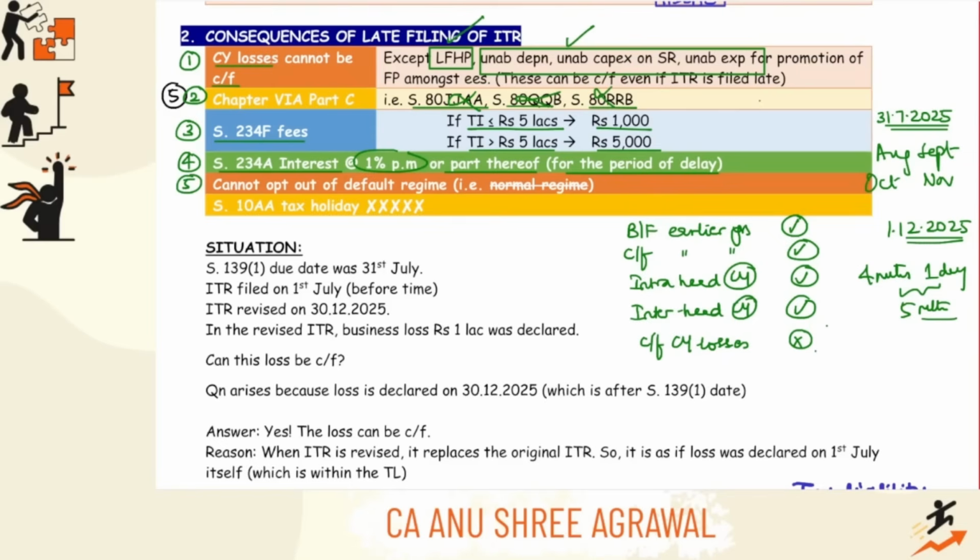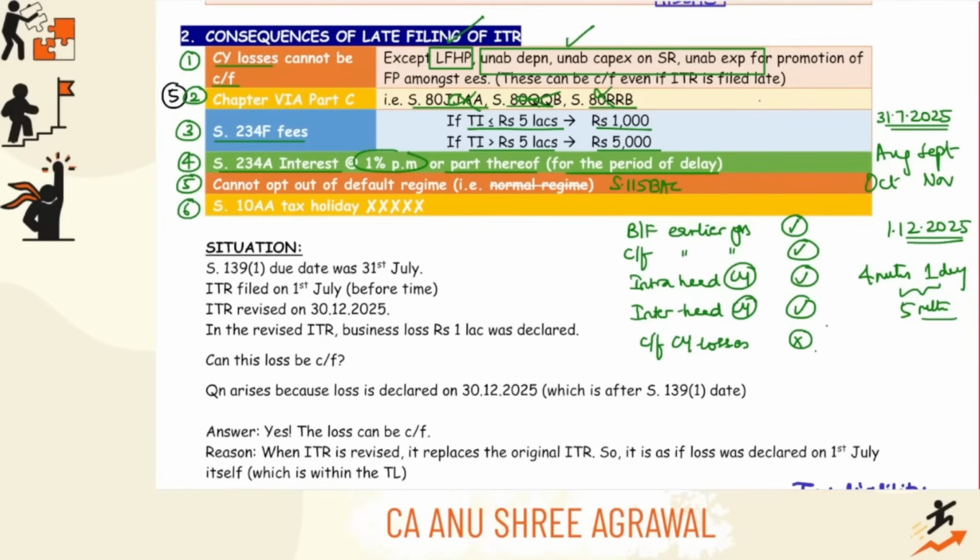5th consequence is that if assessee files ITR late, assessee has no option. Assessee will have to do the computation as per the default regime only. Assessee cannot follow the normal regime. That is, the computation will be as per 115BAC. And the 6th consequence, the last consequence is that 10AA tax holiday assessee cannot enjoy.